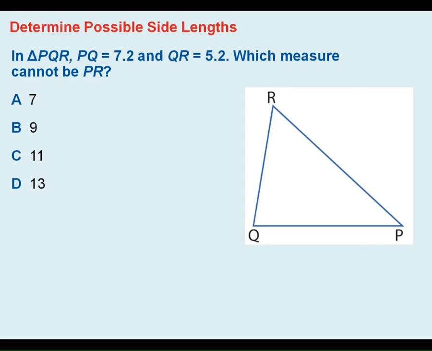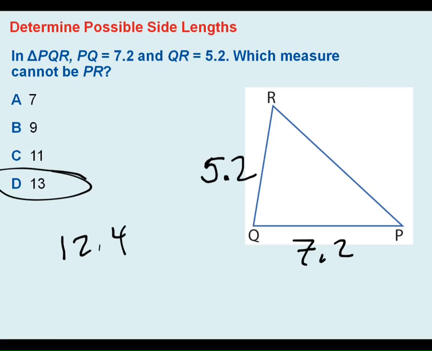Now, how about determining the possible side length? So I have this triangle, and I tell you PQ is 7.2, and QR is 5.2. Which of these cannot be PR? So if I add these two together, it's going to give me 12.4. So, of course, it cannot be 13, because 13 is greater than 12.4. It could be 7, could be 9, could be 11. Cannot be 13.